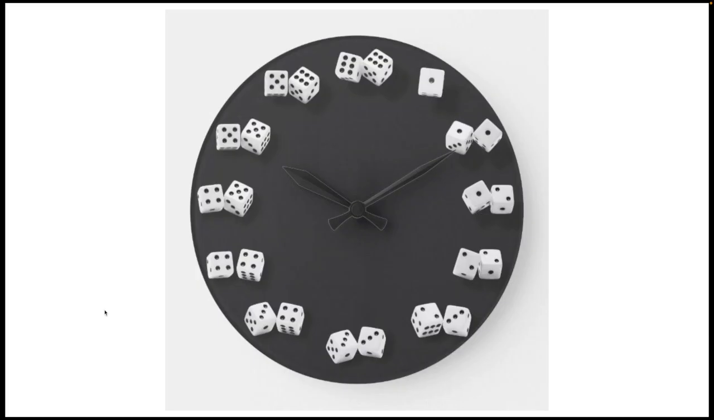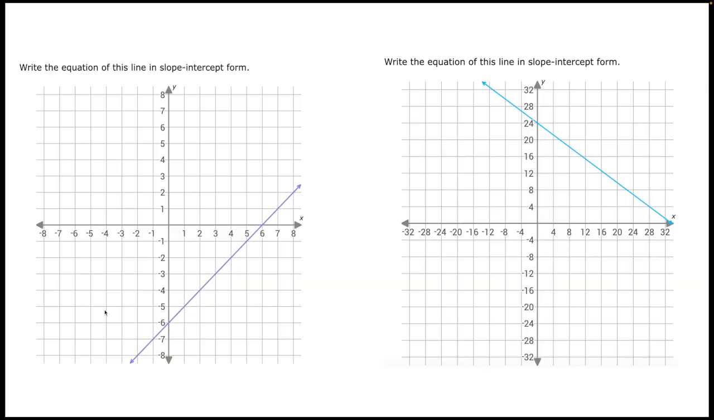All right, here's our cool clock for today, which means that it's time for you to practice what you just learned. Go ahead and pause the video and try these 2 problems on your own, and when you're ready, you can unpause the video and we'll check your answers.